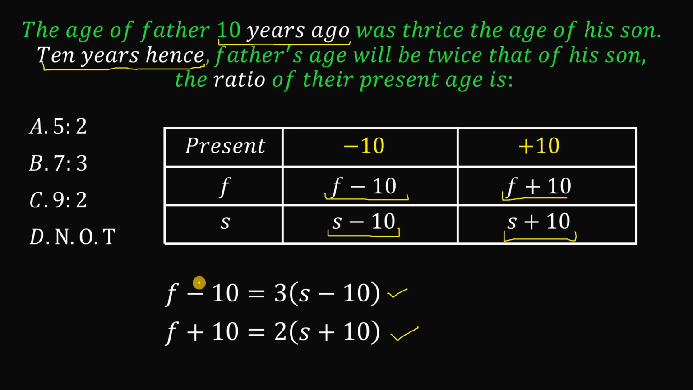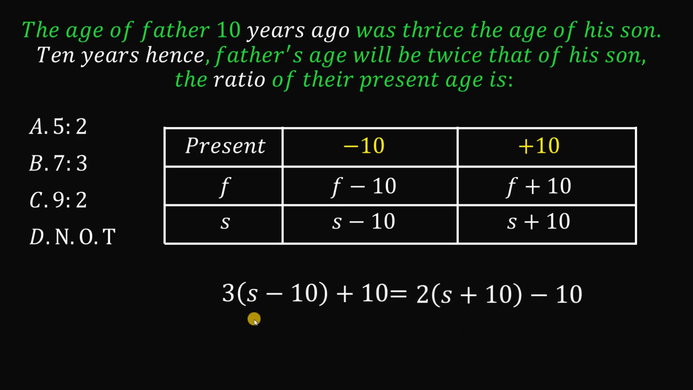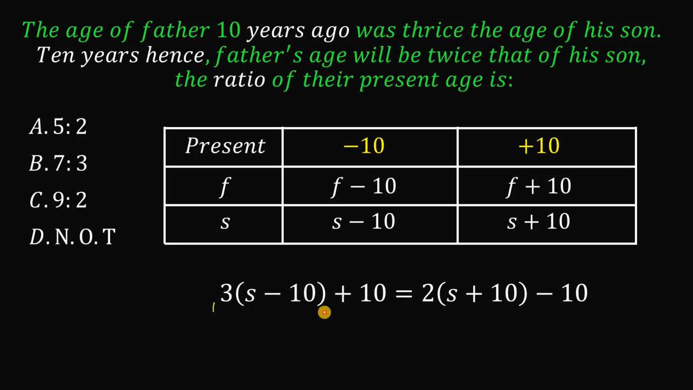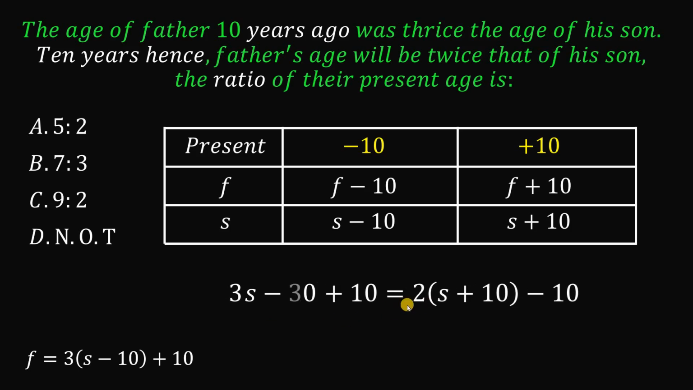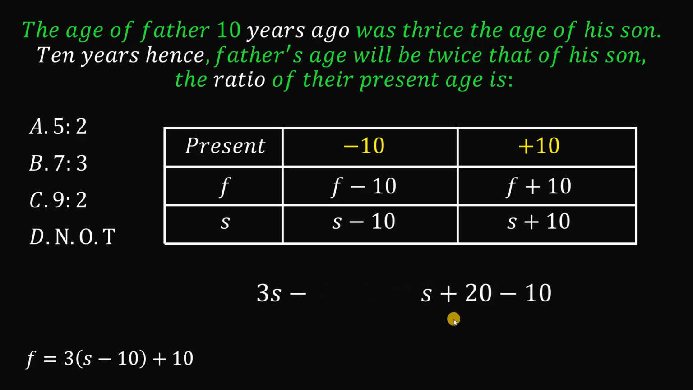Now, on the first equation, let's add 10 on both sides. On the second equation, let's subtract 10 on both sides. Now, they are both equal to F, or the age of the father, so we can equate them like this. And now, let's distribute this 3 to S minus 10. So we have 3S minus 30. And distribute this 2 to S plus 10. This will give us 2S plus 20. Combining like terms, negative 30 plus 10 is negative 20. And 20 minus 10 simply equals positive 10.